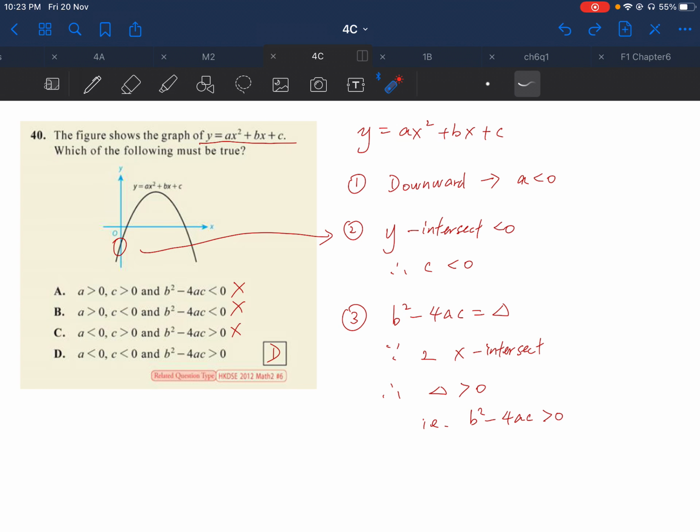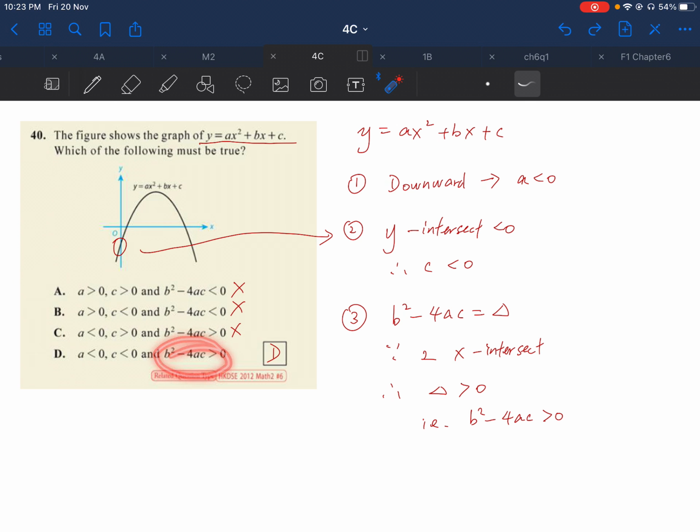For question 40, the graph is opening downward. That means a is negative, so A and B are wrong. Now, how about C? C is just the y-intercept. It lies on the negative y-axis, so it's a negative number. So C is less than 0. So the only option is D.